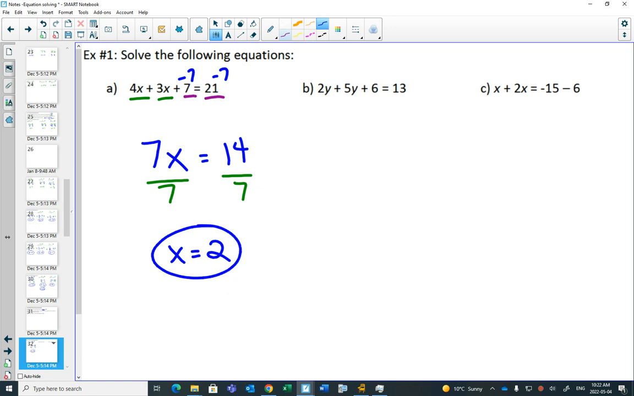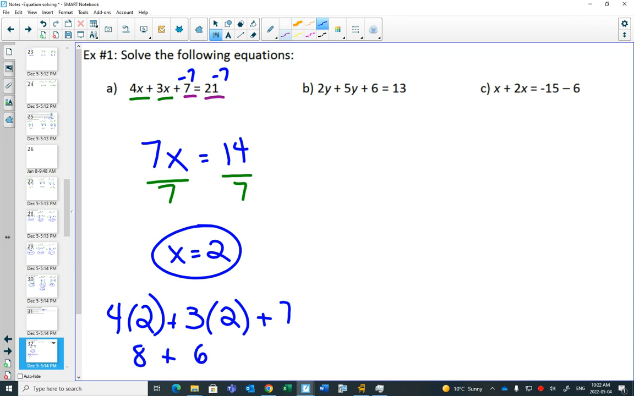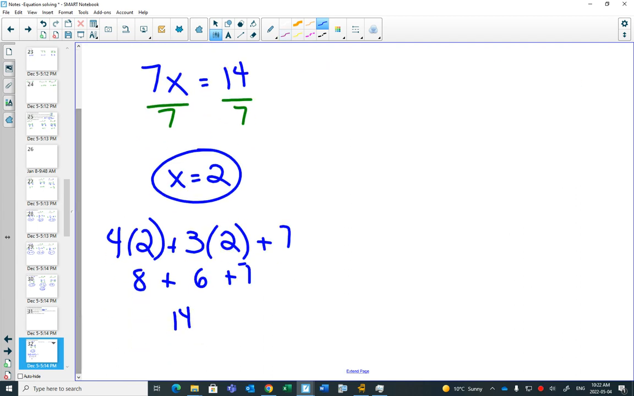And again, the nice thing about solving an equation is when you're done solving it, if you want to find out if you're right, you can substitute 2 back in for x. And you can ask yourself, what is 4 times 2 plus 3 times 2 plus 7? Well, 4 times 2, that's 8. 3 times 2, that's 6 plus 7. 8 and 6 is 14 plus 7. 14 plus 7 is 21. Do your little happy dance, because you know you got it right. You can plug it back in, and it was supposed to equal 21.